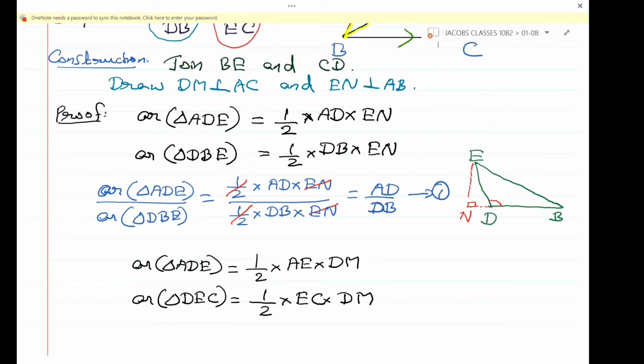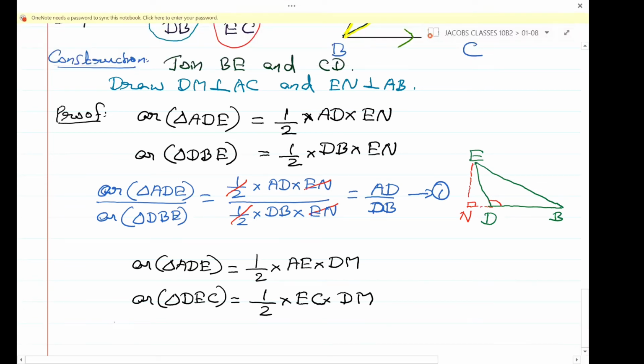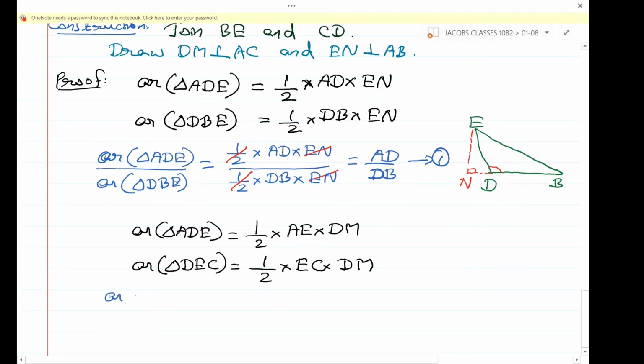Now we will divide these two, you will get A by EC. I hope this part is clear. So now we are going to divide these two. So same type of process, which means we will divide area of triangle ADE upon area of triangle DEC.